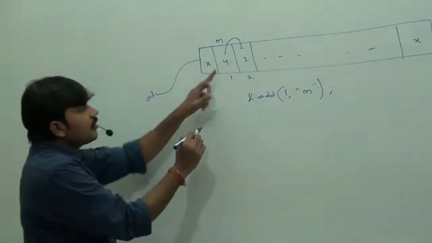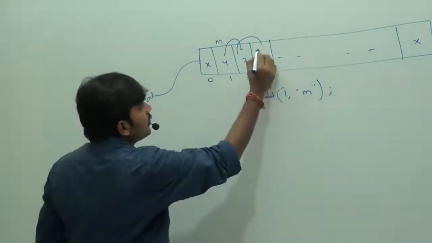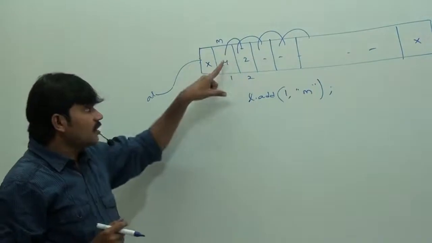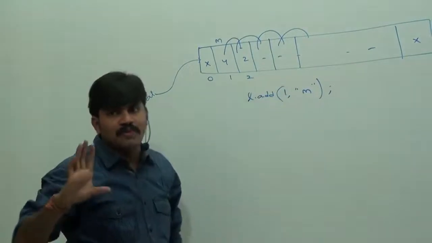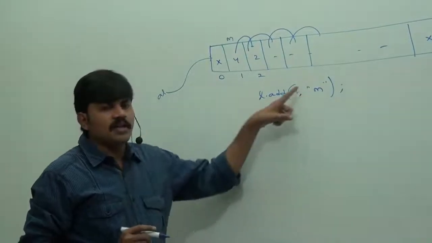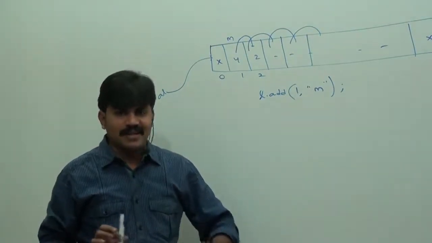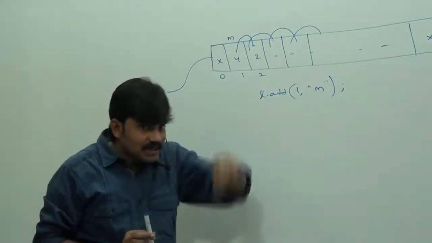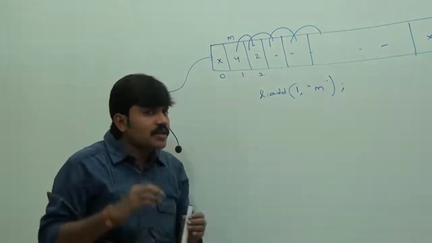Next, in that place z is already there, so z should be shifted here. Next, this element should be shifted here, and this element also. To insert m at index 1, how many shift operations are required? 1 crore shift operations. Suppose you ask to add m at that place, maybe after 6 months or 1 year it will say successfully inserted. So if our frequent operation is insertion in the middle, then ArrayList is the worst choice, because internally several shift operations are required.